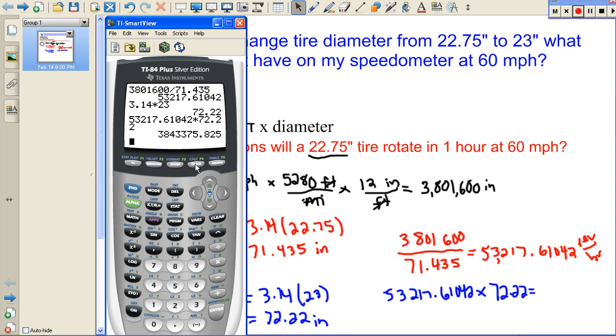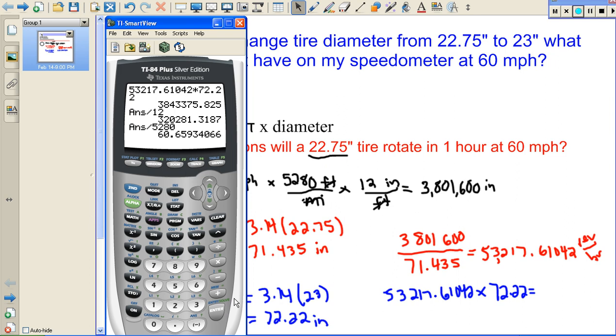So what we need to do is figure out how many miles it has traveled in that hour. Because this took us an hour to get this far. The car thinks it's traveling at 60 miles an hour, but it's not. So now we're basically going to undo this. We're going to undo the 12 inches and undo the 5,280. So we'll divide by 12 this time, and then divide by 5,280, and this will give us our miles per hour.